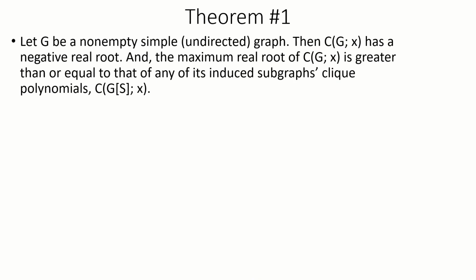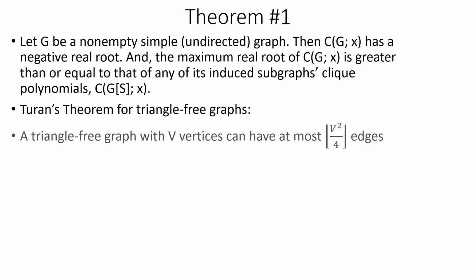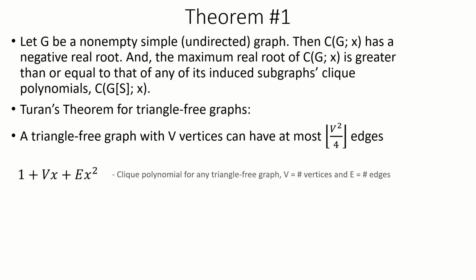Why is this theorem powerful? Well, Turán's theorem for triangle-free graphs basically arises as a special case of this theorem. If you haven't seen it yet, Turán's theorem for triangle-free graphs says that the maximum number of edges in a triangle-free graph on V vertices is the floor of V squared over 4. Now that we know that all clique polynomials, except for that of the empty graph, have real roots, suppose we have some triangle-free graph. Then its clique polynomial is a quadratic, where E is the number of edges in the graph and V is the number of vertices in the graph.